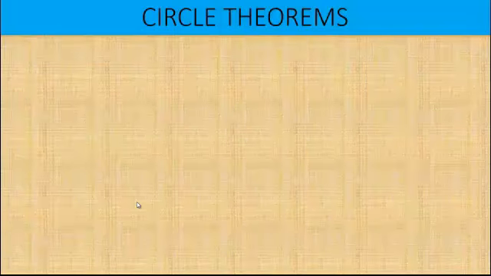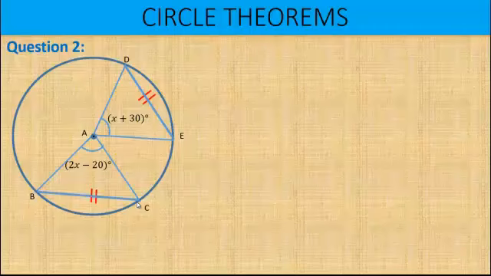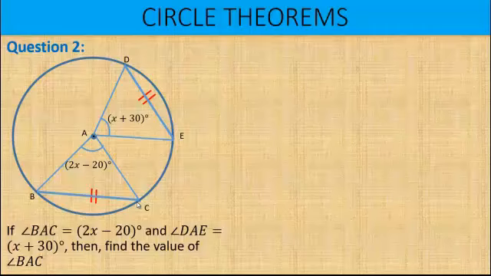Now, let's move on to question number 2. If angle BAC is equal to (2x minus 20) degrees, and angle DAE is equal to (x plus 30) degrees, then find the value of angle BAC. BAC is what we want to find.